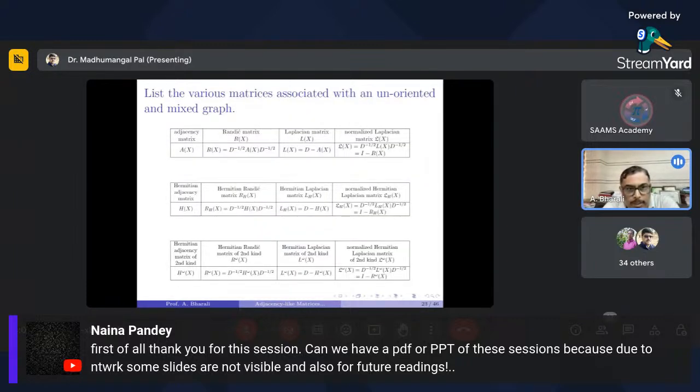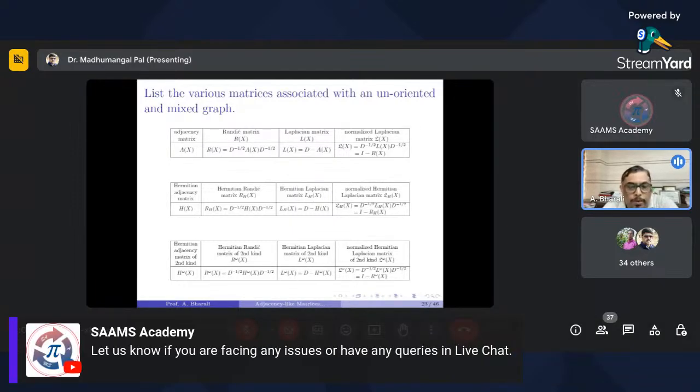So this is a list of various matrices associated with undirected to mixed graphs. I'm just listing them so that you can have an idea that these are analogous kinds of definitions, starting from the adjacency matrix, and the generalization of the adjacency-like matrix with respect to the Randić index, which is the Randić matrix. Then we have the Laplacian. There is a relation between the Laplacian and this Randić matrix, and so on and so forth. So ultimately, we have the last one in the table. You can see that this is what we did.